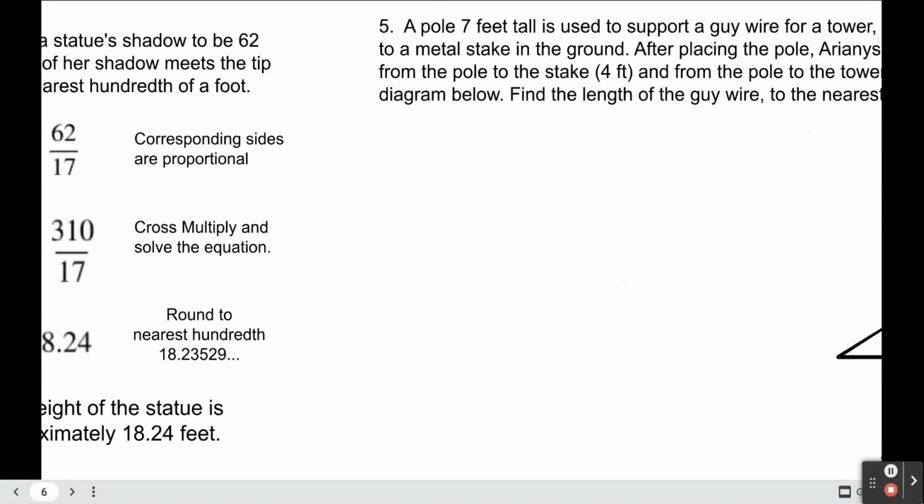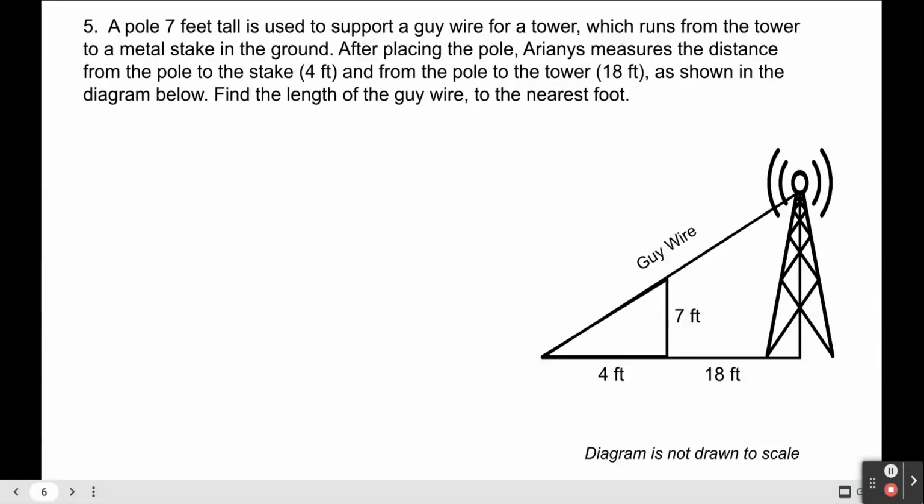Let's take a look at number 5. A pole 7 feet tall is used to support a guy wire for a tower, which runs from the tower to a metal stake. So we have this 7-foot pole. The guy wire from the tower to the stake would be down here. So after placing the pole, we have a measurement of a distance from the pole to the stake. So from the pole to the stake is 4 foot, and from the pole to the tower is 18 foot. We're asked to find the length of the guy wire to the nearest foot.